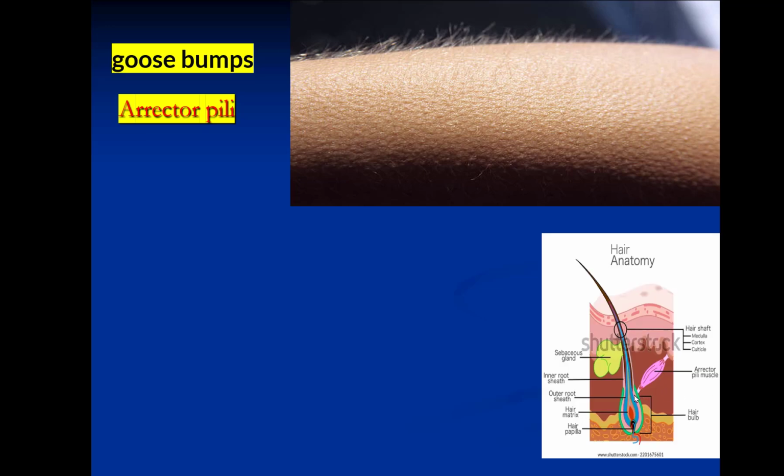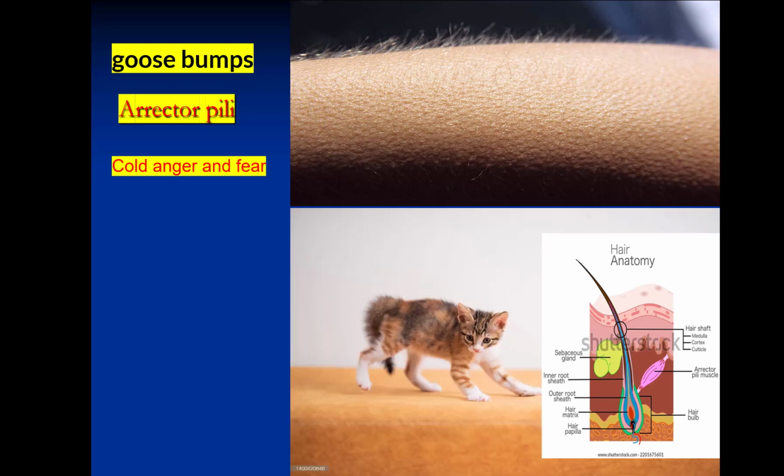Here you can see that this is the sweat gland, and here is the arrector pili muscle. When it contracts, it causes erection of the hair. Here you can see that the hairs are erected in this fashion, and it is due to the cold, anger and fear.